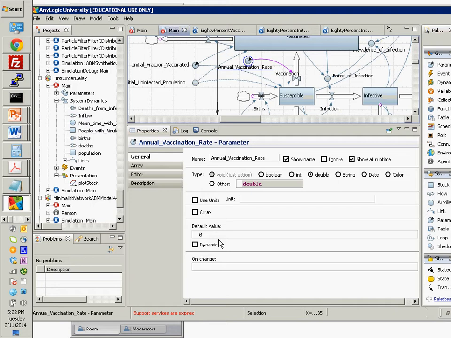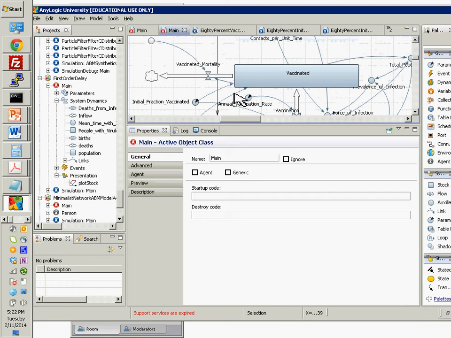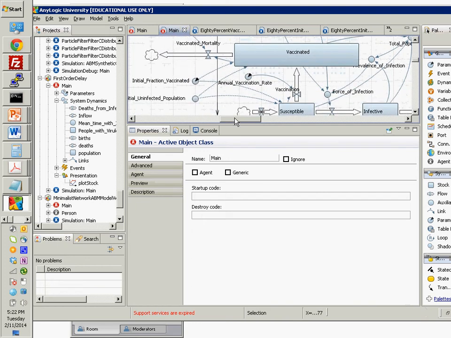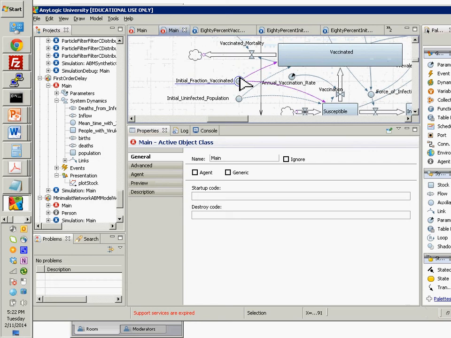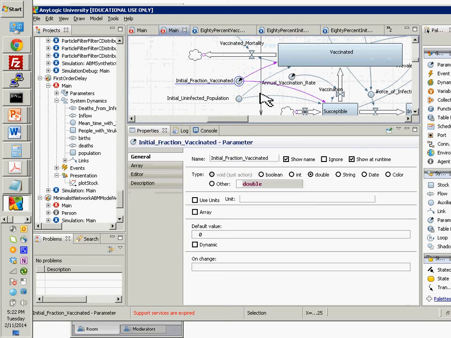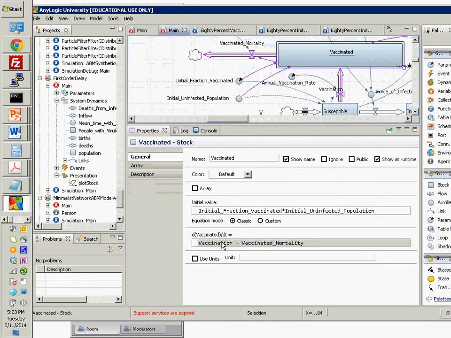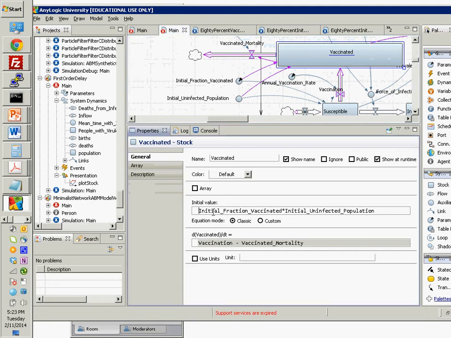So ladies and gentlemen, we have this vaccinated stock, and the initial value of this vaccinated stock is indicated by some initial total population, or initial uninfected population, times some initial fraction vaccinated. Okay, initial fraction of that population vaccinated. You can see that's its initial value here, because for stocks we have to specify an initial value. Yeah? I was wondering what the difference is between the dotted lines and the solid ones. Dotted lines mean it depends on it as an initial value.